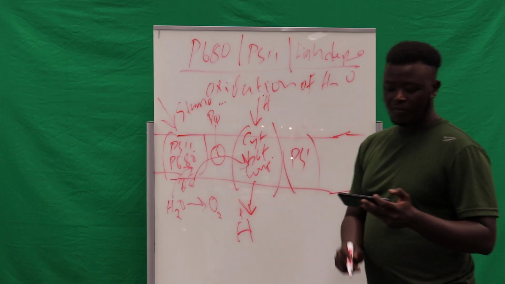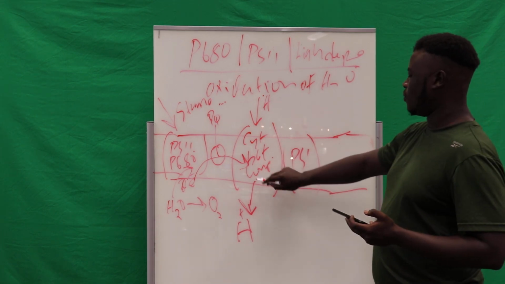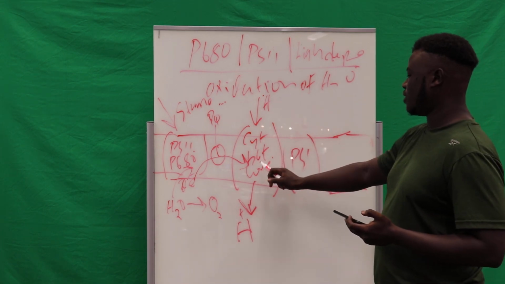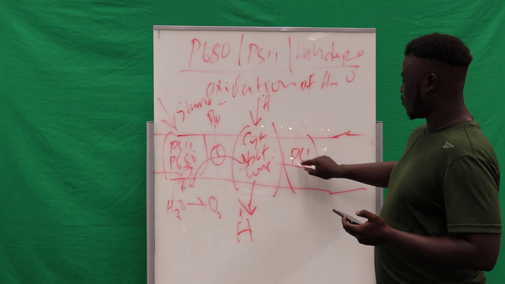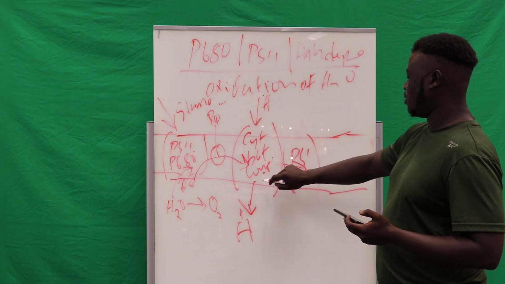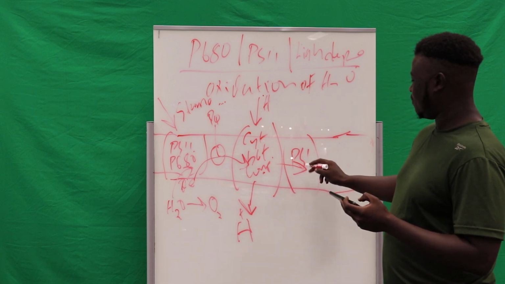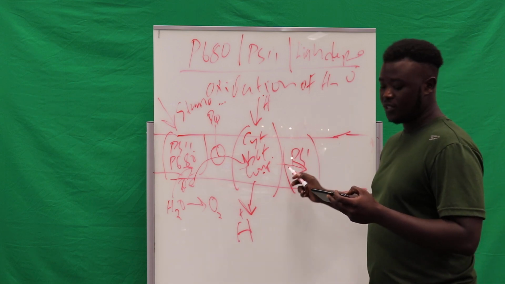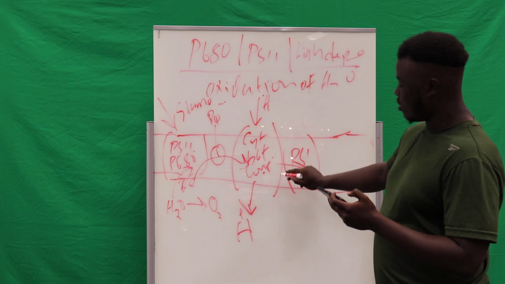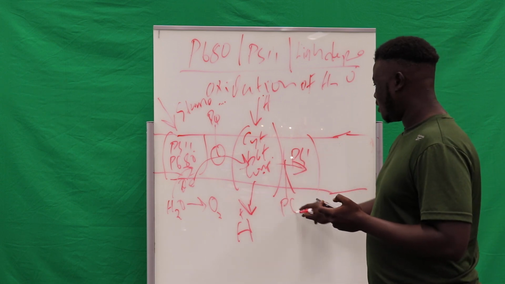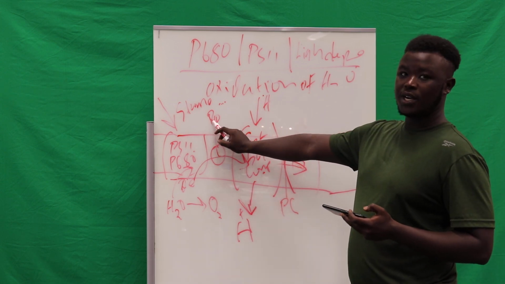And since a lot of energy is lost, the transfer of electrons from the cytochrome B6F complex to photosystem 1 is carried on by another carrier, which is different.